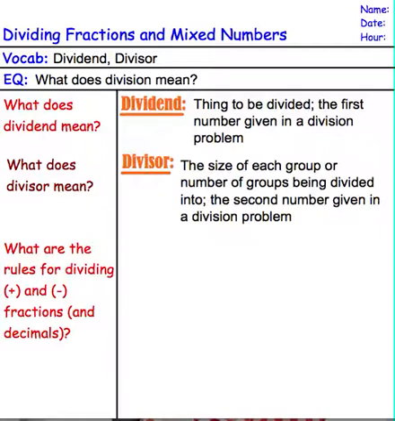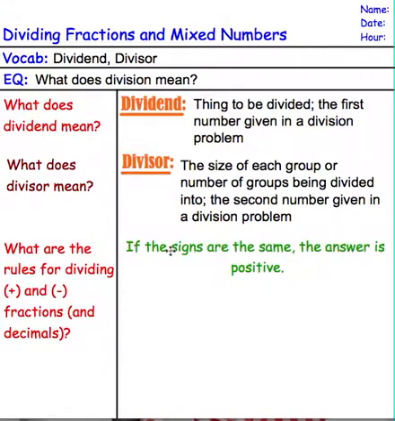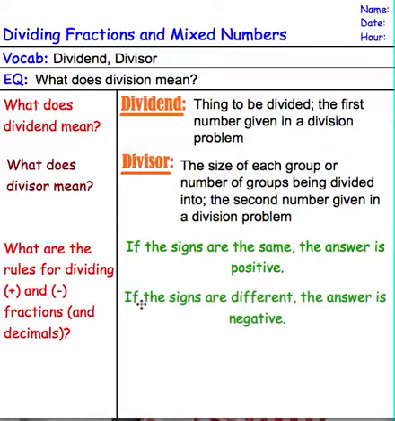Now, if you recall, we have rules that work for any kind of positive and negative numbers when dividing, not just fractions and decimals. If the signs are the same, the answer is positive, just like two weeks ago when we did adding and subtracting, and if the signs were the same, you found the sum. If the signs are different, the answer is negative, just like when the signs were different when you added or subtracted, then you found the difference.